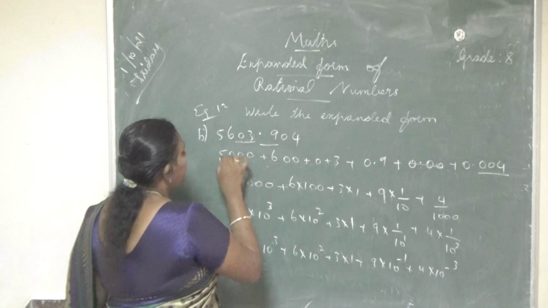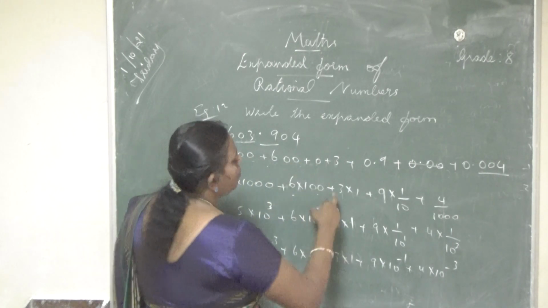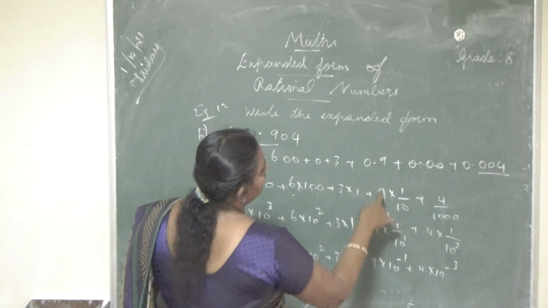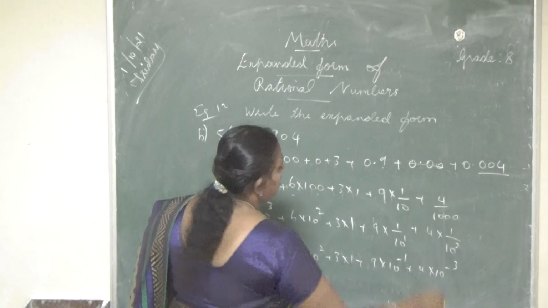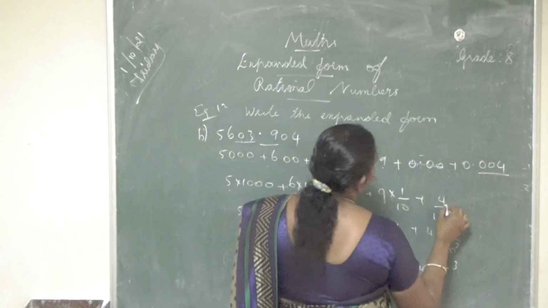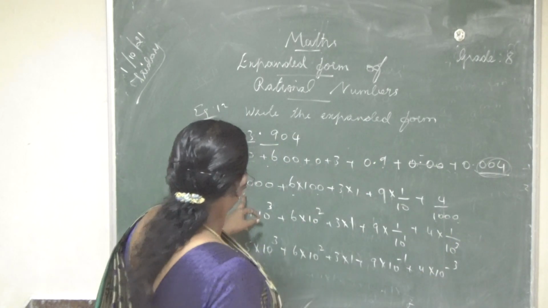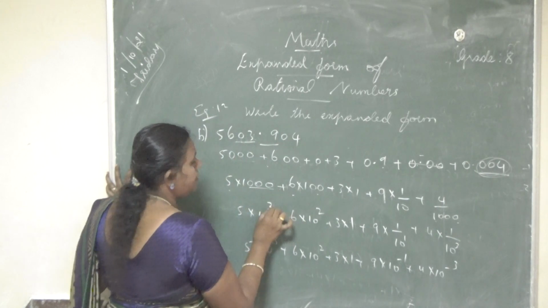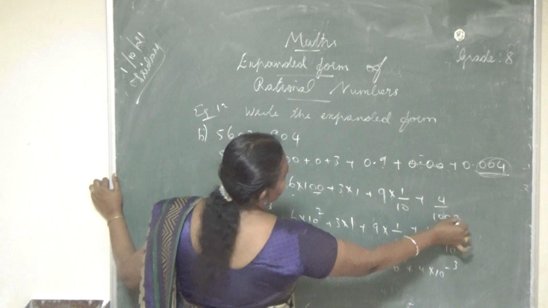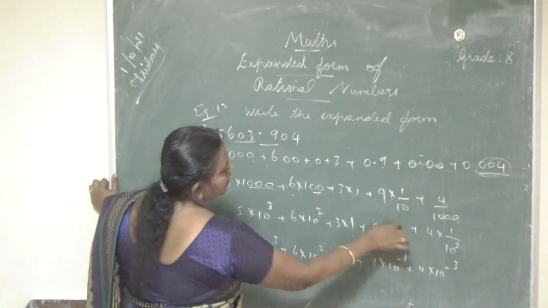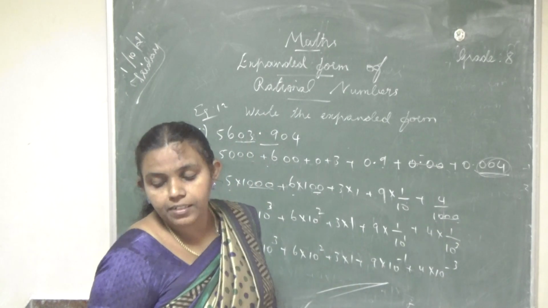Next step. 5000 means 5 into 1000, 6 into 100, 600. Plus 3 into 1. Plus 9 into how many digits are there? 1. So I put 1 by 10. Plus 0, I leave that. 4, I have 3 digits, so I put that. Then 5 into 3 zeros, I put 3, 2 zeros, I put 2. Here 10 power 1, 3 zeros, I put 3. So when it comes up, minus 1, minus. Easy only, na?